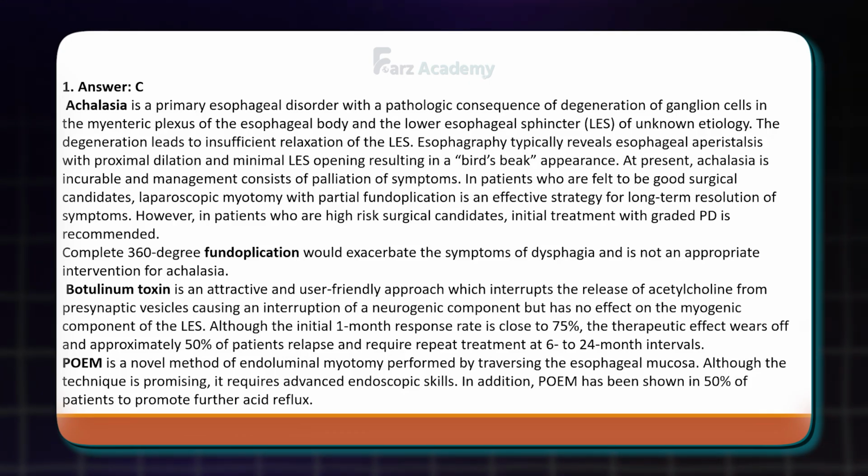Regarding botulinum toxin, it is an attractive and user-friendly approach which interrupts the release of acetylcholine from presynaptic vesicles, causing an interruption of the neurogenic component but has no effect on the myogenic components of the lower esophageal sphincter. Although the initial 1 month response rate is 75%, the therapeutic effect wears off in approximately 50% of patients, who relapse and require repeat treatment at 6 to 24 month intervals.